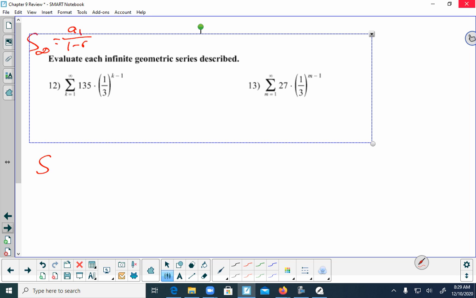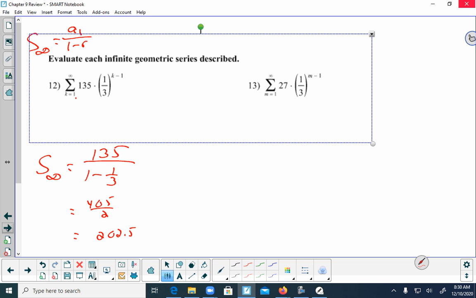So when I go to find the sum to infinity of this, my first term, when I put in 1 here, this will be raising it to the 0 power, so this will just be 1. So it's 135 over 1 minus 1/3, because my ratio is 1/3, because that's what I'm raising to a power. And when I do this, I end up with 405 over 2, or you can give the decimal of 202.5.